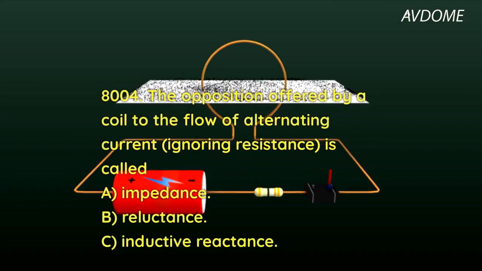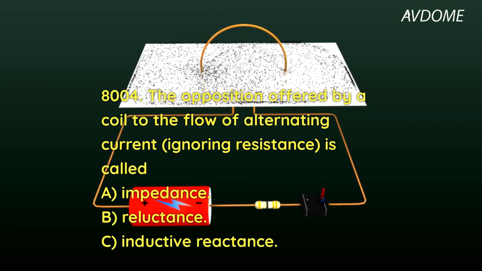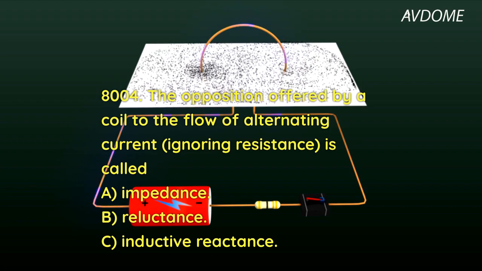8004. The opposition offered by a coil to the flow of alternating current, ignoring resistance, is called A, impedance, B, reluctance, C, inductive reactance.